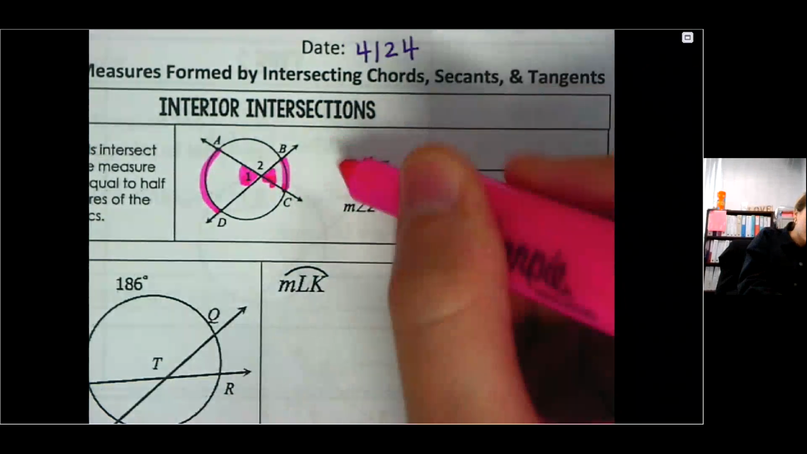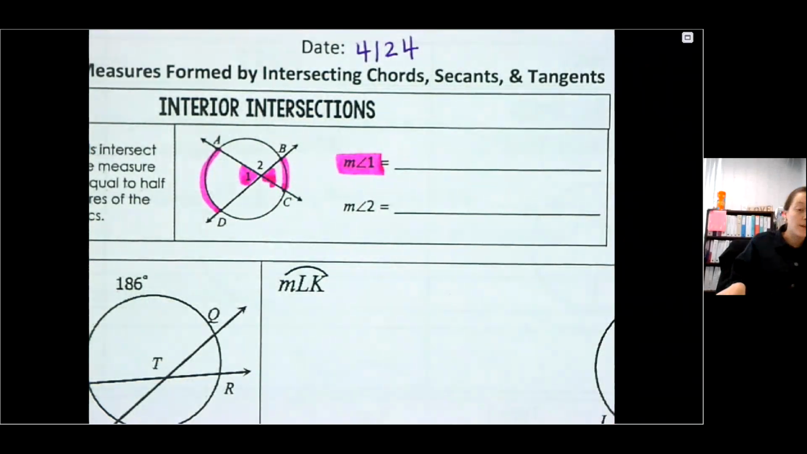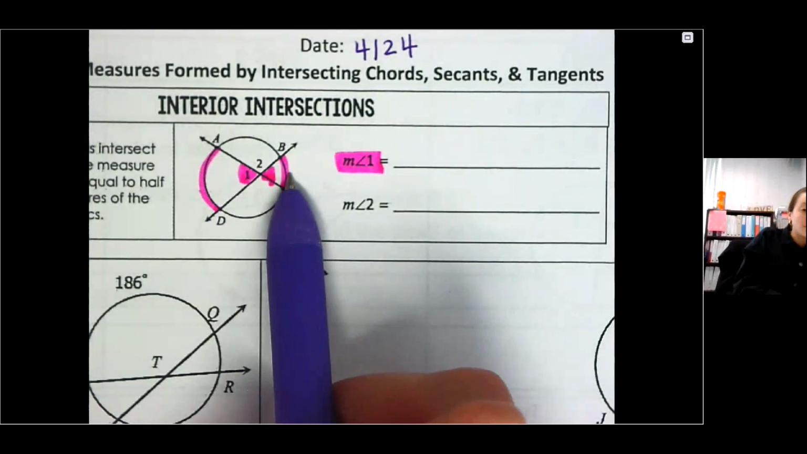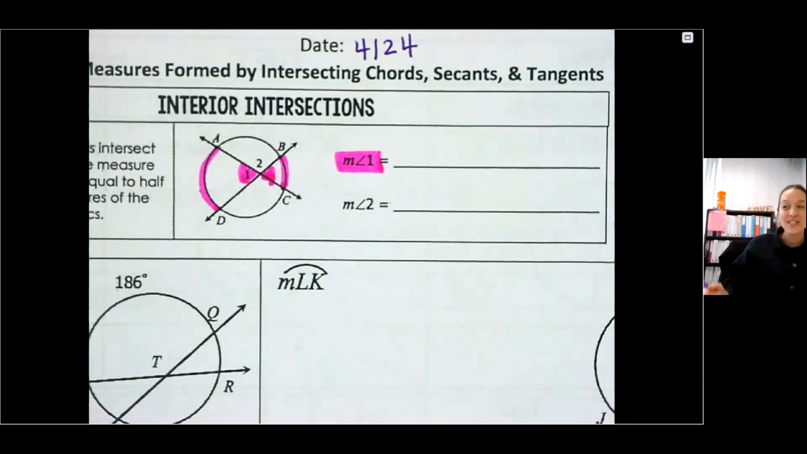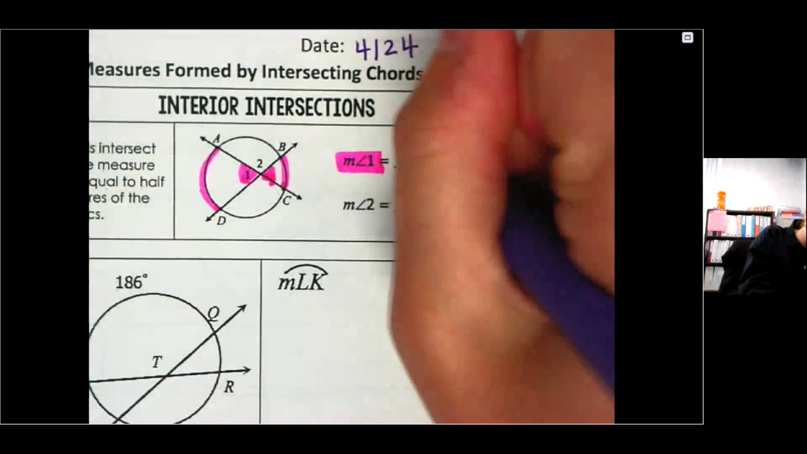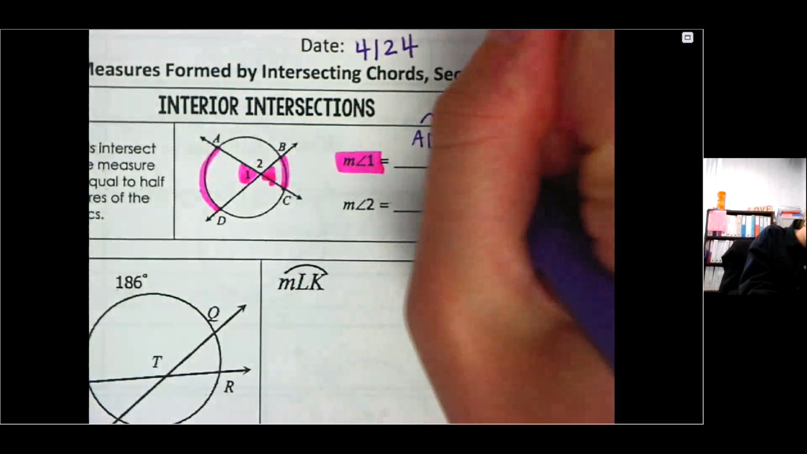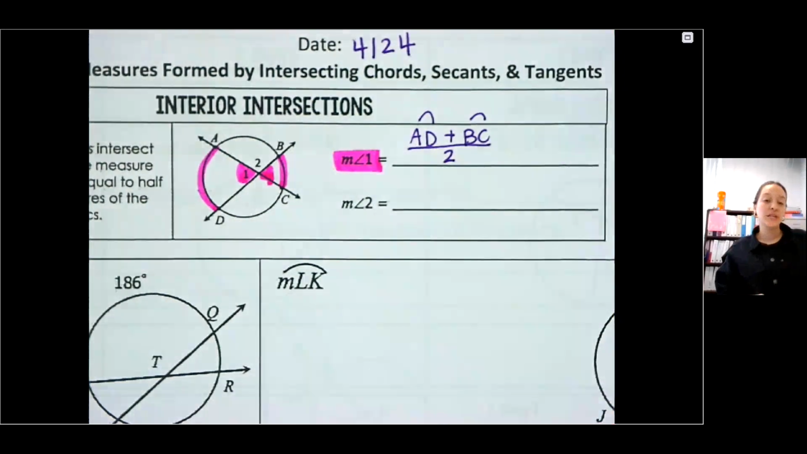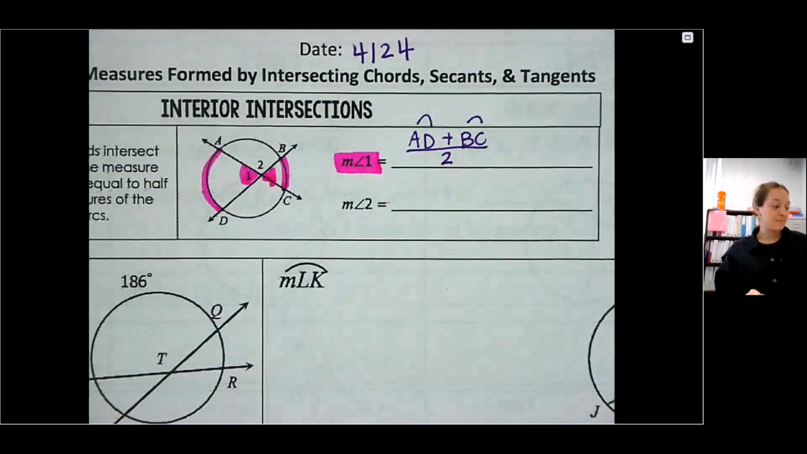So if I want to find the measure of angle 1, all I'm going to do is take arc AD plus arc BC, and divide it by 2. So essentially, I'm finding the average of the two arcs. Arc AD plus arc BC, and then I divide by 2, and that will give me the measure of angle 1.